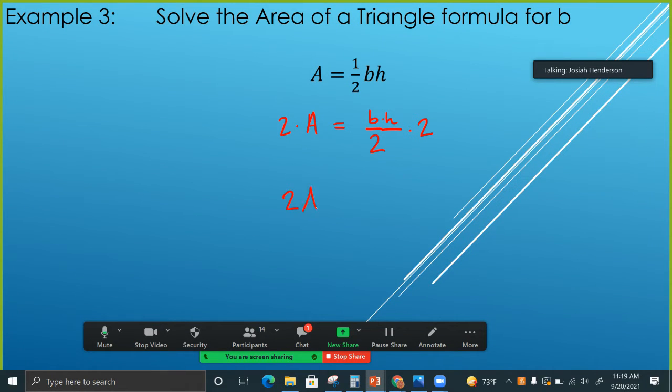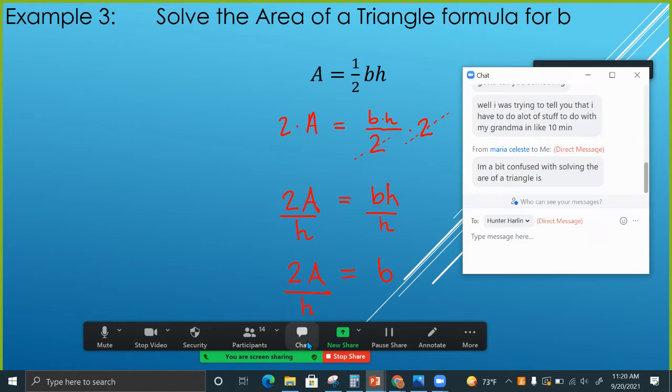So we have 2a is equal to bh. The 2 over 2 on the right canceled out. All right, and I want to solve it for b. So what's happening to the b right now? It's being multiplied to h. So how do I undo multiplying by h? I want to divide both sides by h. So on the right, h over h cancels out because anything divided by itself is 1. So we have b equals 2a over h.